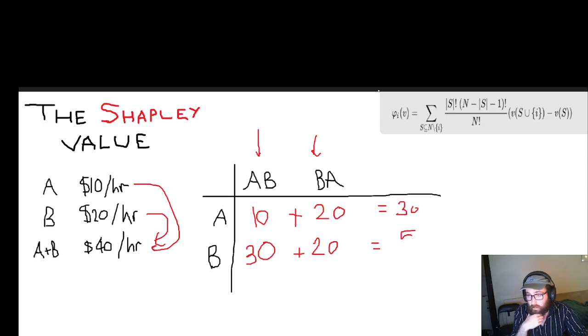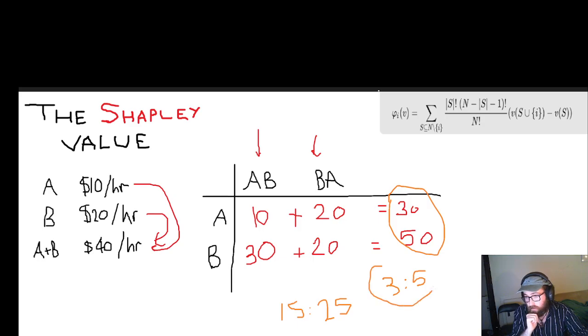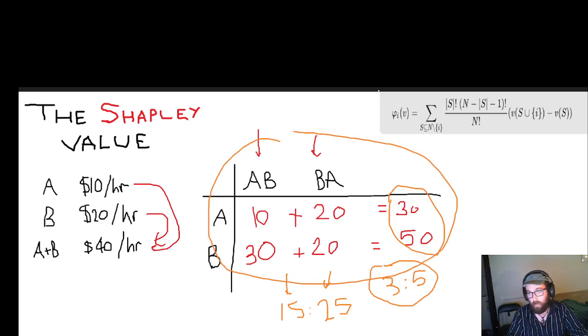And these numbers here are going to give us the sort of ratio by which we should divide the profits. So 30 to 50 is a 3 to 5 ratio. So if we're doing a 3 to 5 ratio over $40, hopefully you can see that that gives us 15 to 25 because these numbers sum to 40. This is an 8-part ratio, and each part is equivalent to $5 because 40 divided by 8 is 5. So 15 for person A, 25 for person B, and this is the same thing as splitting the surplus. This is just what the math behind it is.